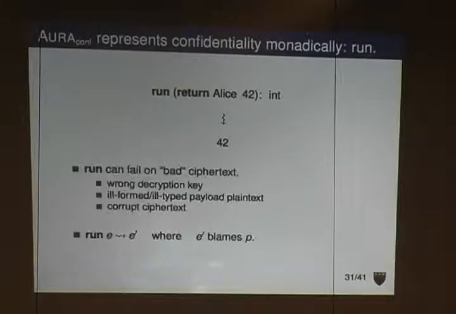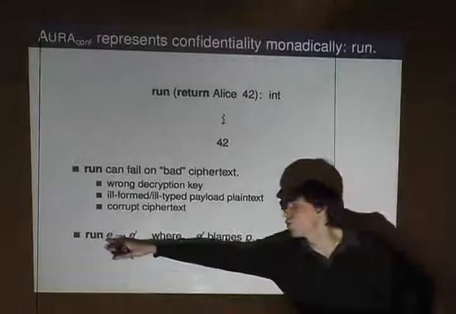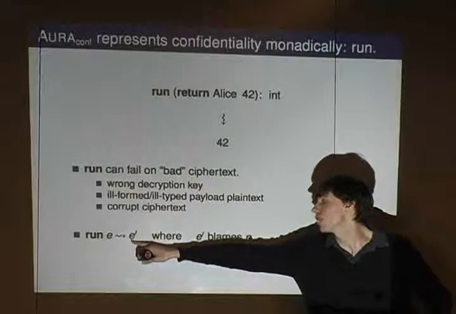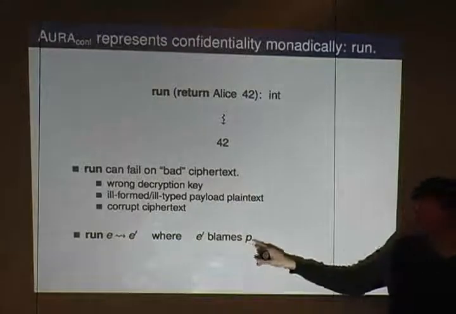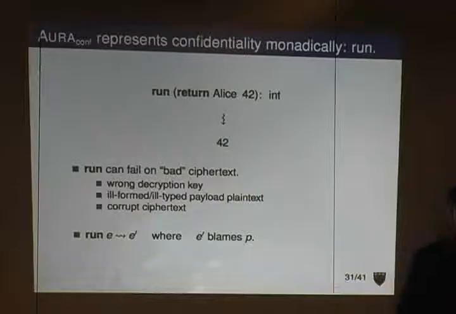Now, it so happens that decryption is this interesting operation that can fail. And there's a bunch of reasons it might fail. Well, we might try to use the wrong decryption key. We might not have the right one available, so we can't decrypt. Maybe we can decrypt OK, but what we get out isn't a well-formed value we can analyze. Maybe it's some Aura code, but it's not well typed. And maybe we just get some ciphertext that's totally corrupt, and we can't do anything with it. In all of these situations, Aura is going to say that run of the expression evaluates to some e prime, where e prime blames a proof, p. And we'll see more about these proofs in a sec.